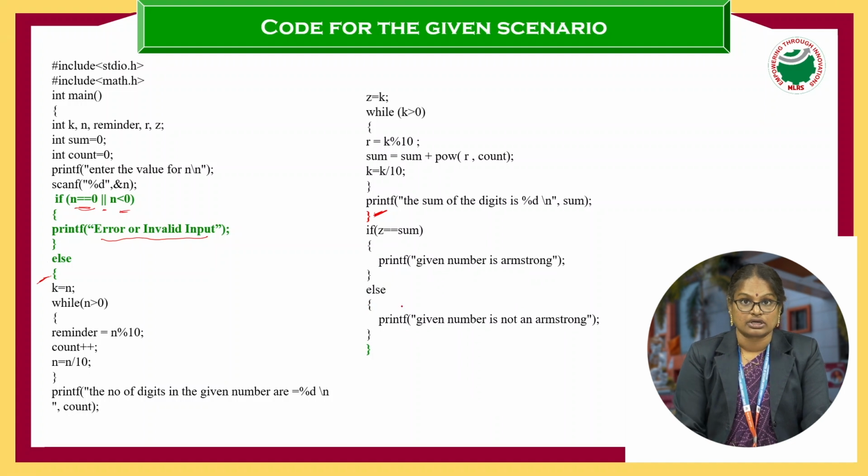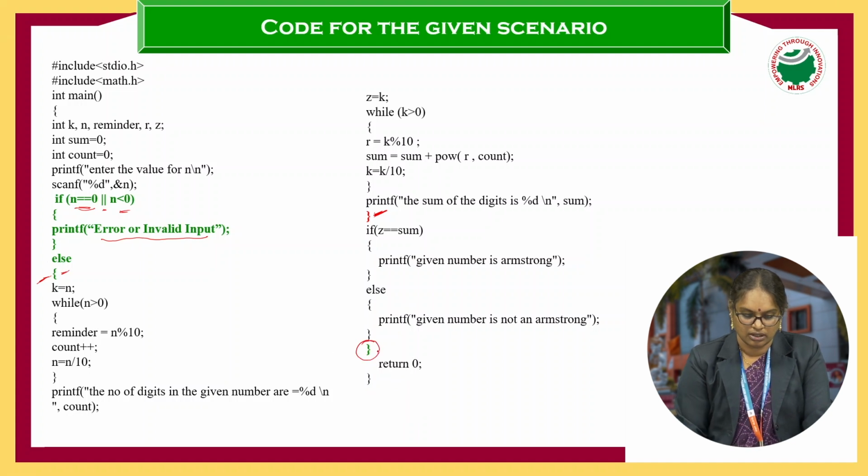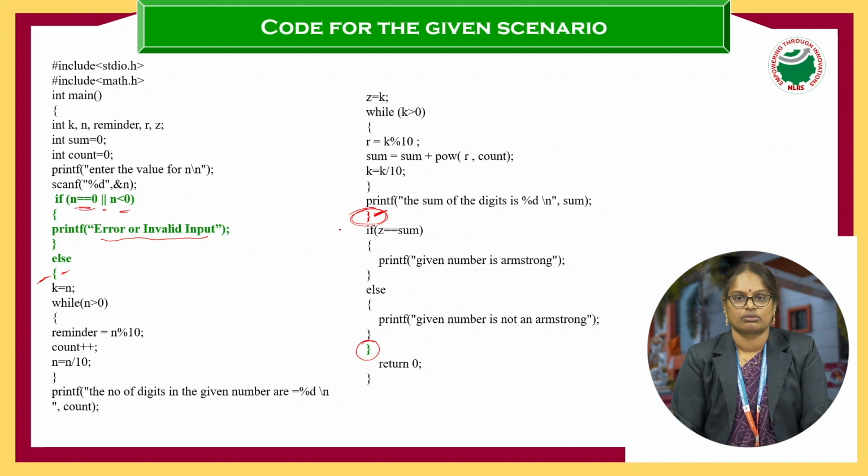This is your comparison part, and actually you have to give the closing bracket of your else here, because after you do all the powers and everything, you have to even work out whether your sum is equal to the given number or not. Then only you will tell whether it is an Armstrong or not. Let's see what happens if I put my closing bracket here.